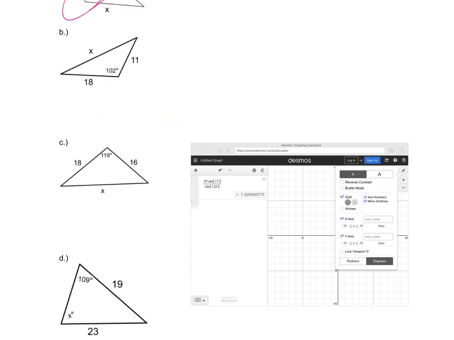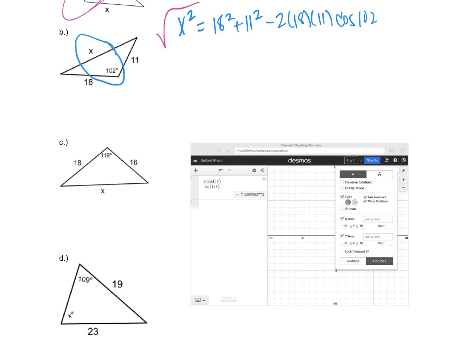All right, I just did this problem but didn't record a single bit of it, so here we go again. I am going to use law of cosines on this one because I don't have a pair. I have the angle and I'm looking for the side across from it. So x squared is equal to 18 squared plus 11 squared minus 2 times 18 times 11 times the cosine of 102. When I put that in my calculator, I am going to take the square root of both sides, and that's going to cancel out this square. So I'm going to get x is approximately equal to something.